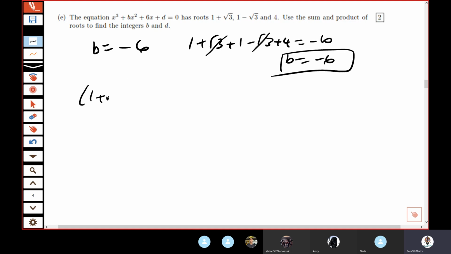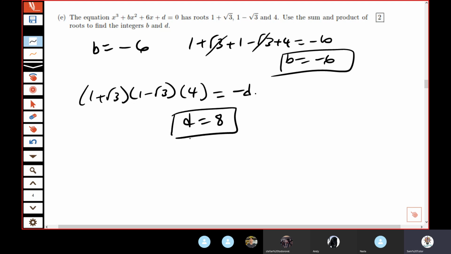Then 1 plus root 3, 1 minus root 3 times 4. 1 minus 3. Again, you know what I said in my head? 1 minus 3 is 4. I'm not here today. 1 minus 3 is negative 2. Negative 2 times 4 is minus bc minus d. D equals 8. Is that what he said?